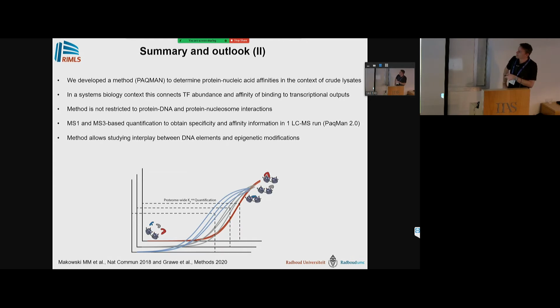I showed you a couple of examples of protein-DNA interactions, but we actually also use PACMAN to quantify affinities with reconstituted nucleosomes that carry certain modifications. We're using it for RNA modification. So everything that you can quantify and immobilize on beads, you can use as input material to measure these affinities.